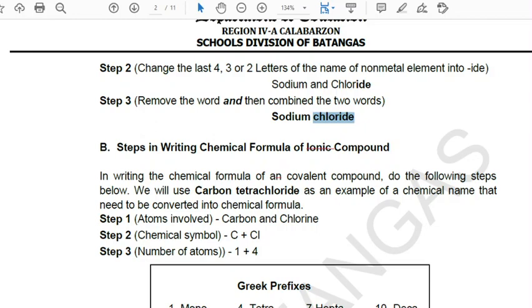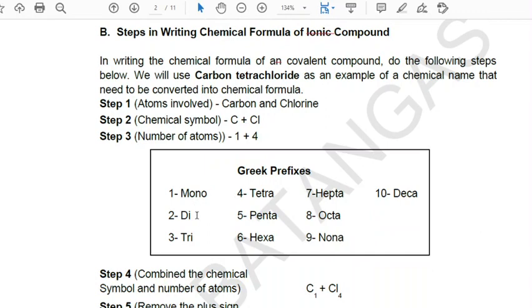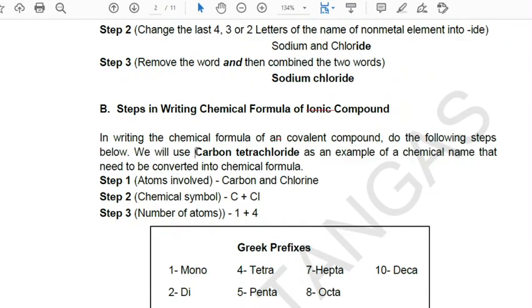At ang isa pang palatandaan ay gumagamit tayo ng mga prefixes, kagaya ng mono, di, tri, tetra, penta, hexa, hepta, octa, nona, or deca. Diba tricycle? So tri, tatlo. Tetra means apat. Penta is 5, 6 hexa, and so on. Ngayon, sabihin sa atin, gawin nyo ang formula ng carbon tetrachloride.